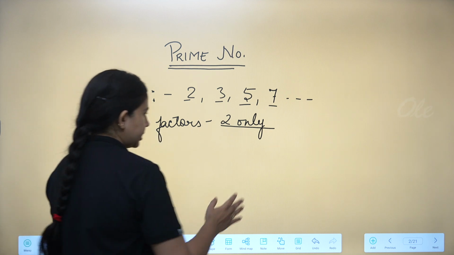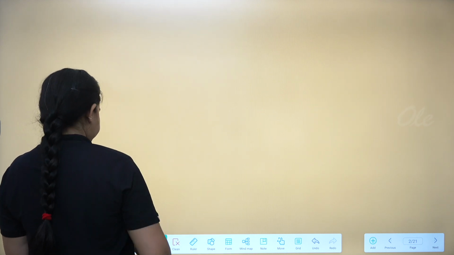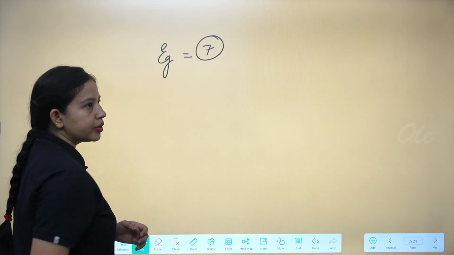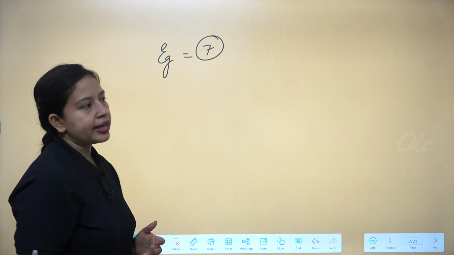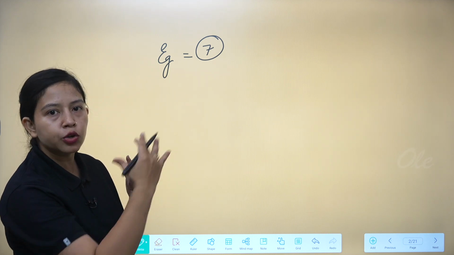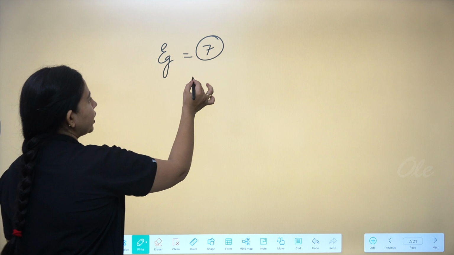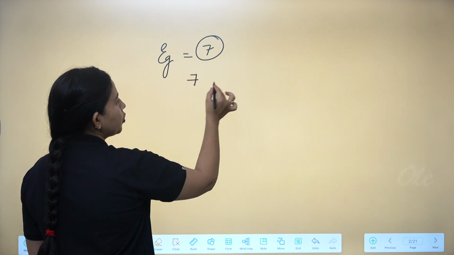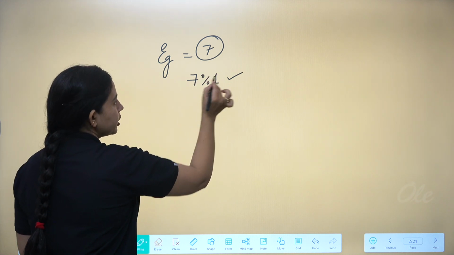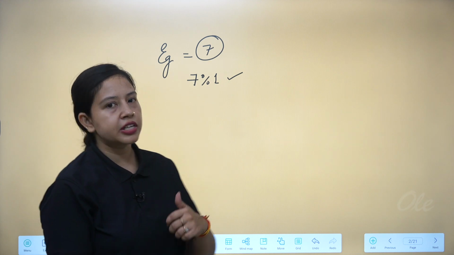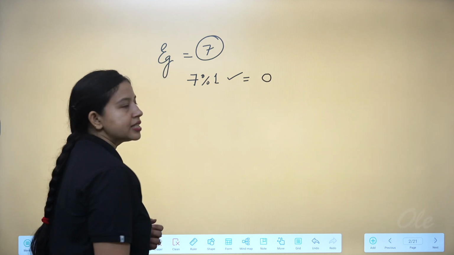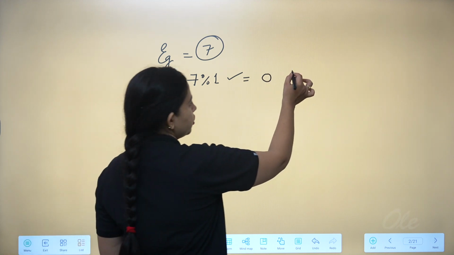Let's take an example. Suppose I have taken 7 as a number. I generally told you how to get the factors of a number. You must fix a range within which the factors can lie. As you know, 7 comes in 1's table. Yes or no? That means 7 modulus 1. Whenever we do the modulus operation, if it is completely divisible, it always gives remainder 0. So we can say that 1 is a factor of 7.